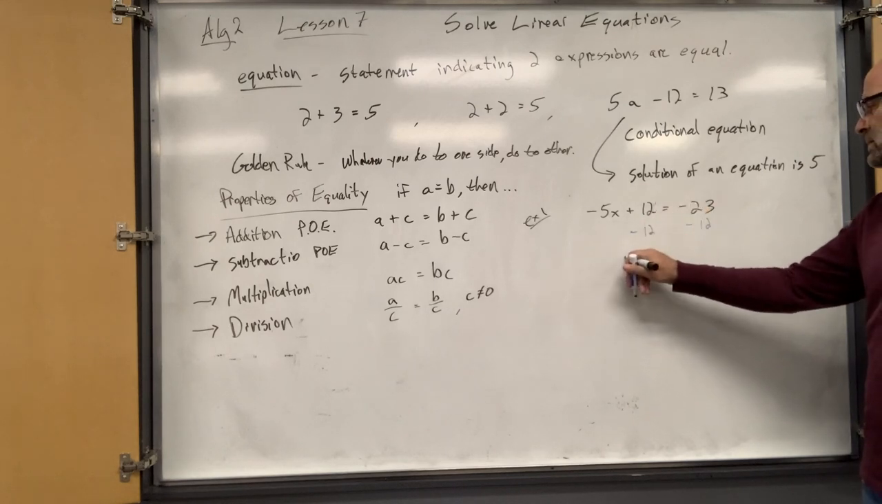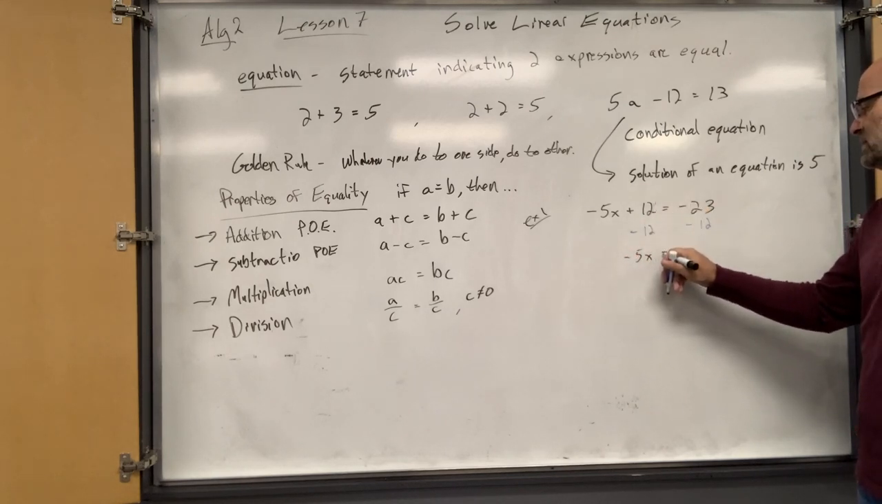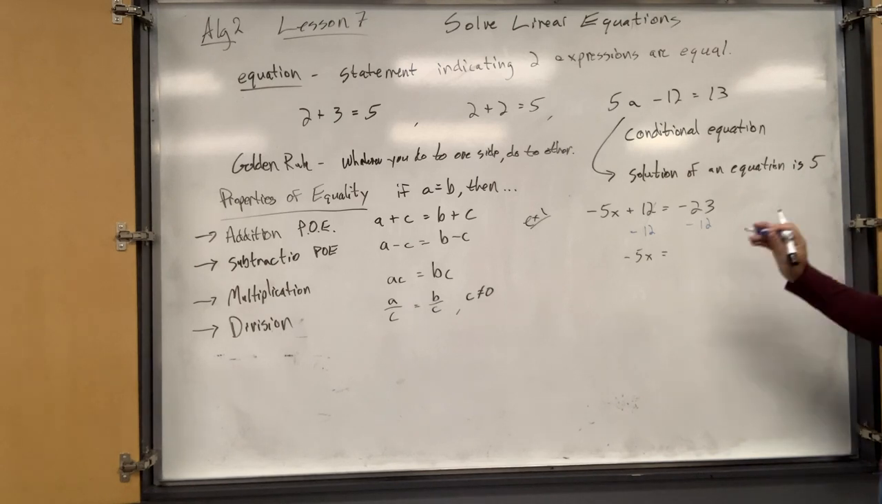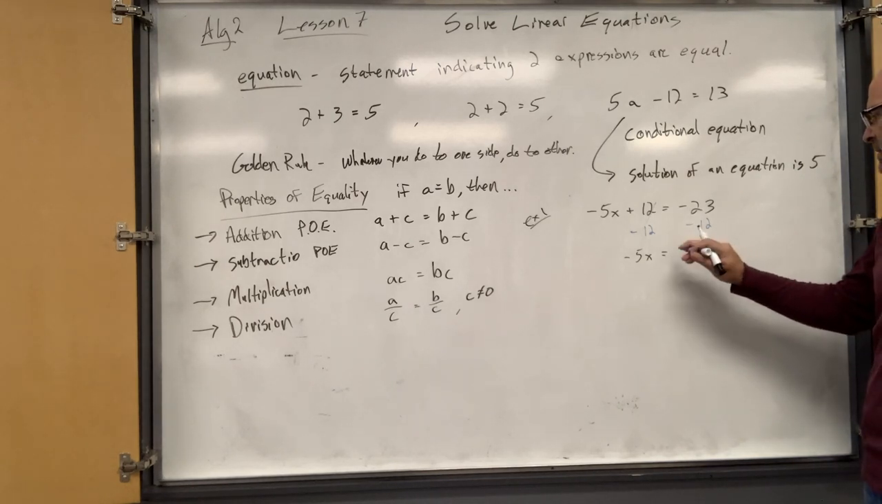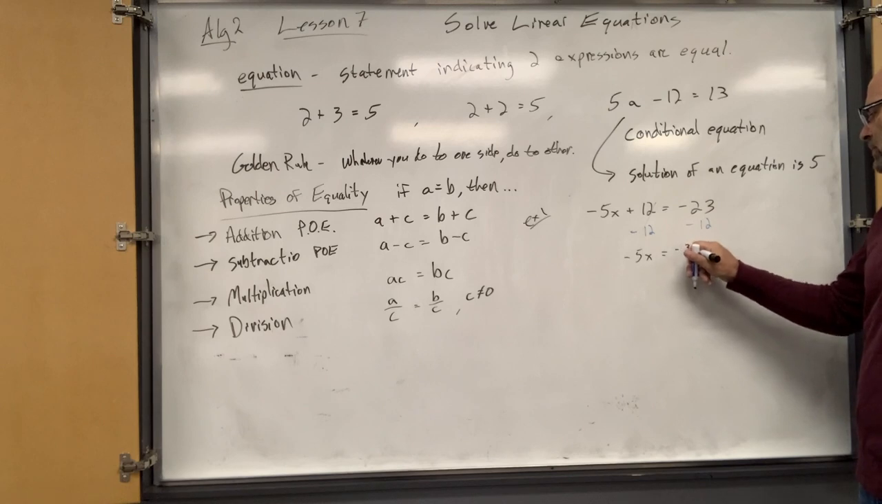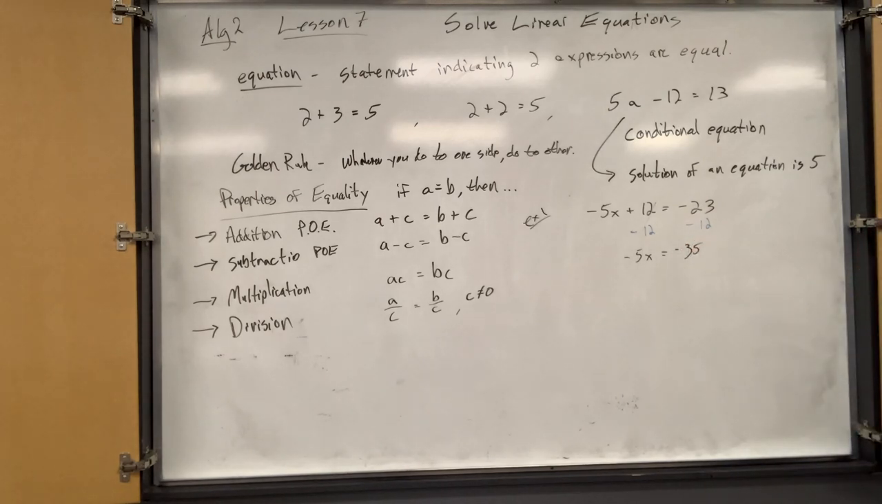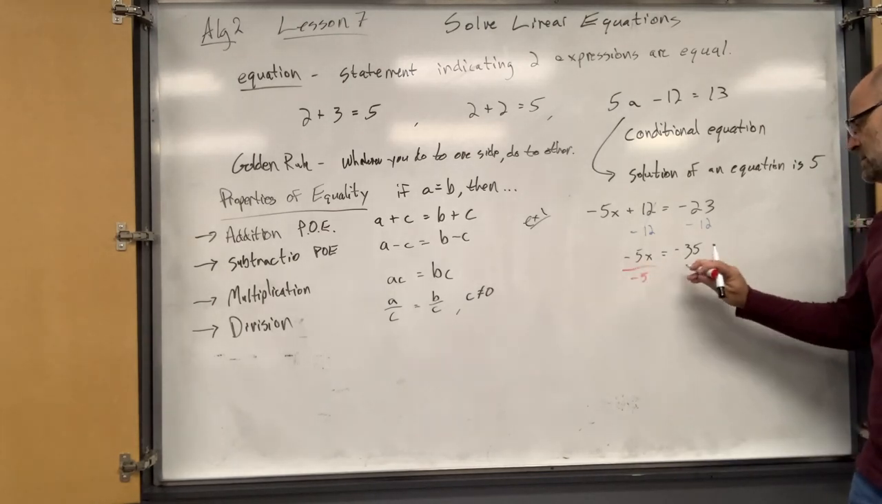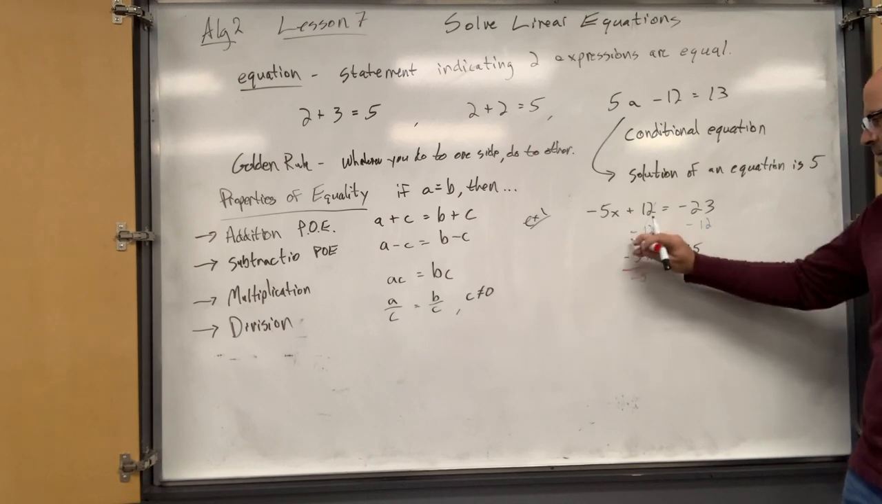Okay? So now you're left with negative 5x on this side. What are you left with on this side? Negative 35. Good job not being fooled by that. All right. Okay, good. Now, how do you get rid of that negative 5? What's that negative 5 doing to the x? Multiplying. So how do you get rid of multiplication? Divide. And it's not 0, so that's good.